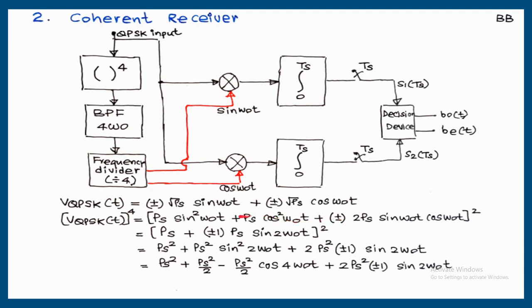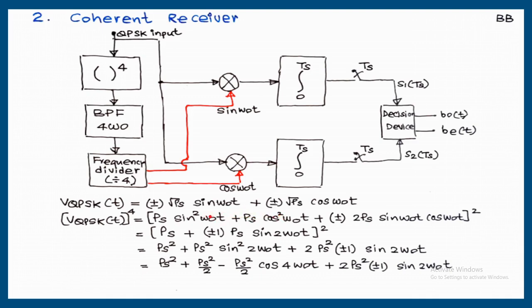After squaring, we can see sin square omega 0t plus cos square omega 0t will become 1. So we are not able to get a signal without plus minus 1. That is why one more squaring is needed. In the previous case, in a BPSK case, after squaring itself we got a signal that is cos 2 omega 0t. So that signal is not available here.